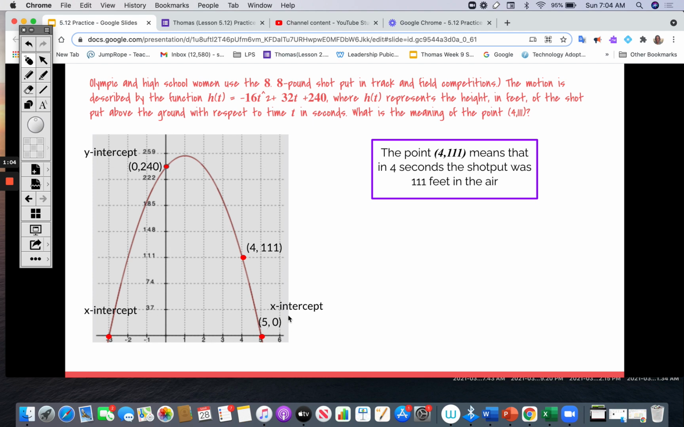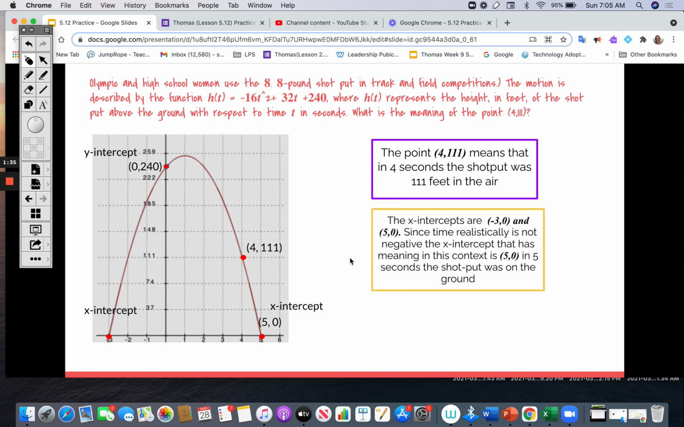We're to pick another point. You can pick any other point on the graph. Remember, your t represents time and your h(t) represents the height of the shot put. So any other point. So if I picked the point right here, which is like 2 seconds, that looks like about 240 as well. So after 2 seconds, the shot put was 240 feet in the air.